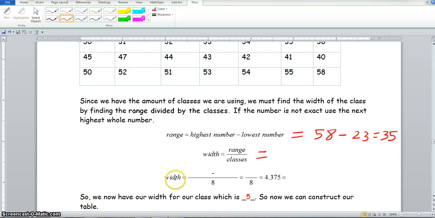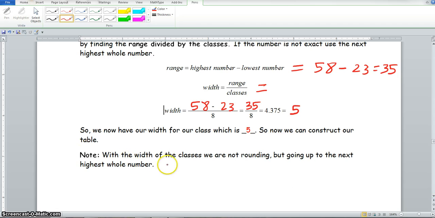Now we will apply this down here with the width. So we have the width, which is the range over the classes. So it'll be the highest number, which is 58, minus the lowest number, which is 23, which will give us 35 over 8, which equals 4.375, which would give us 5. So the width of our classes would be 5. Note, with the width of the classes, we are not rounding, but going up to the next highest whole number. So even if this was 4.01, our width still would be 5.